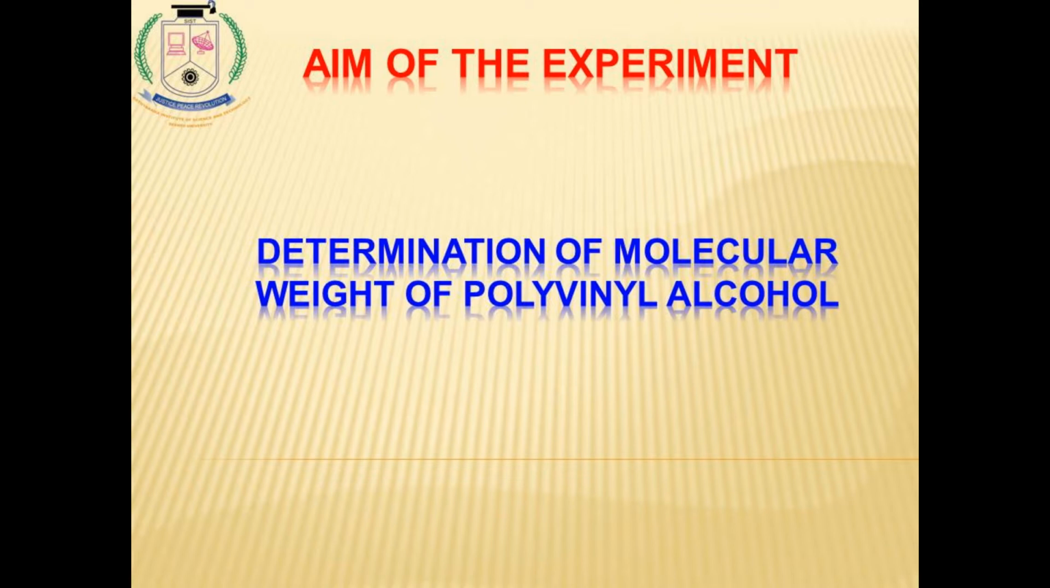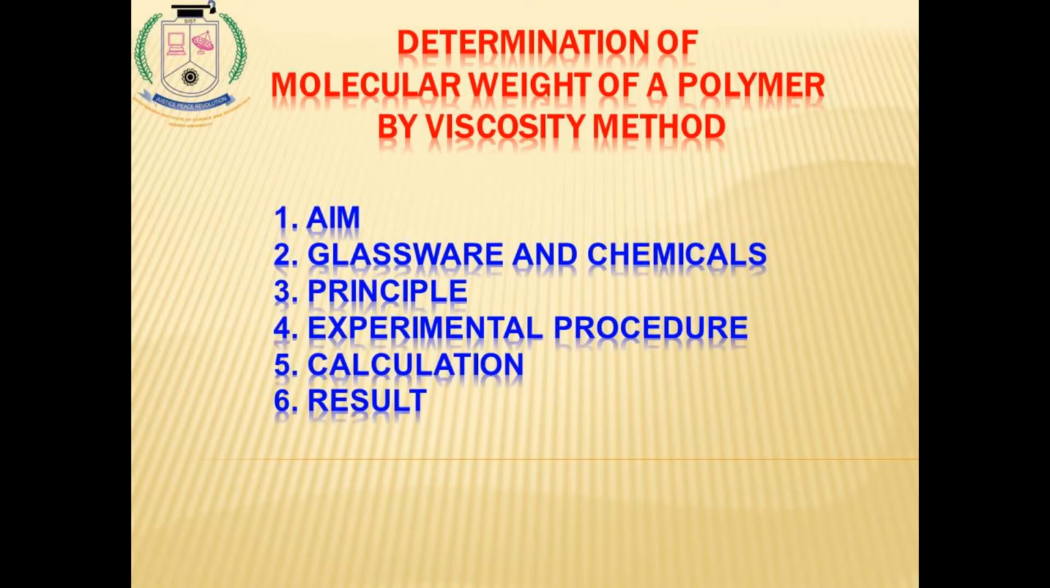The aim of the experiment is the determination of polyvinyl alcohol molecular weight. We will cover the glassware and chemicals used in this experiment, the principle of the experiment, the experimental procedure, and the calculation and result. This is the overview of our experiment.